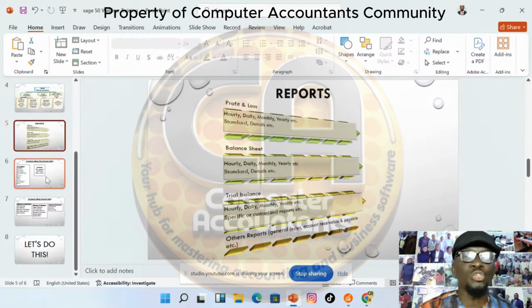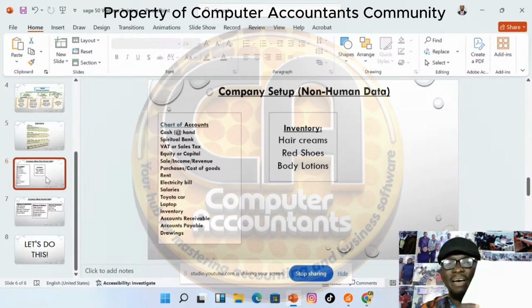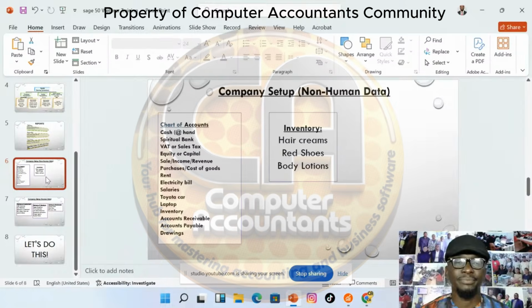Okay, from the questions, from the case study, if you have your case study, I have already extracted the names, the non-human data. That is the chart of account. You can see it on the screen there. I've already extracted the chart of account. I've also extracted the inventory that the company sells.